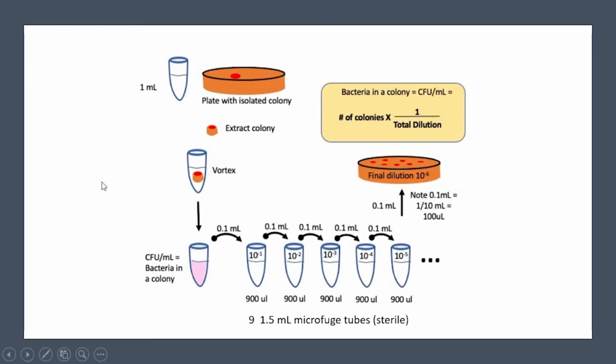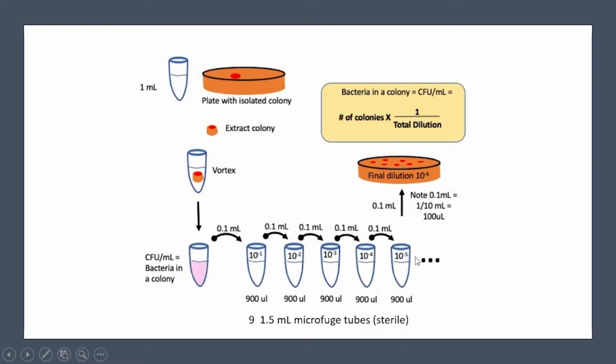Once you do that, for like a minute or two, you will then take 0.1 mils, which, if you guys remember, 0.1 is the same thing as 1 over 10, or 10 to the negative 1. You're going to take 0.1 mils, so 100 microliters, and transfer it over to a tube that already has 900 microliters in it. So you guys will fill up all of these tubes with 900 microliters first. You only need to use one tip because they're sterile. You can just use one tip for all of your 8 tubes, or 9 tubes.